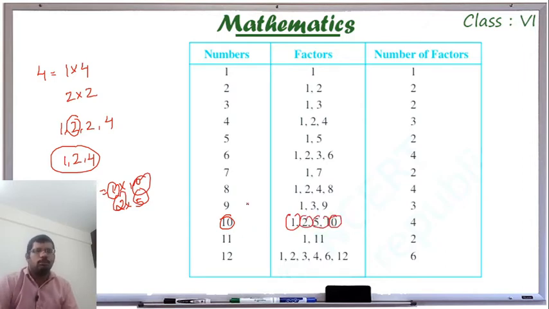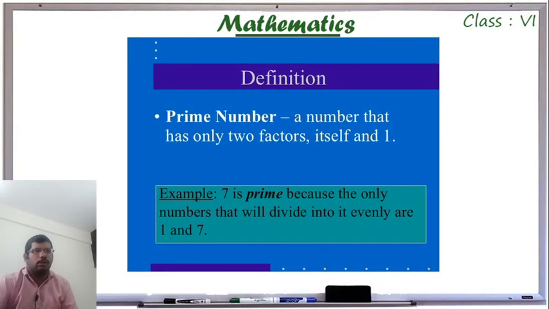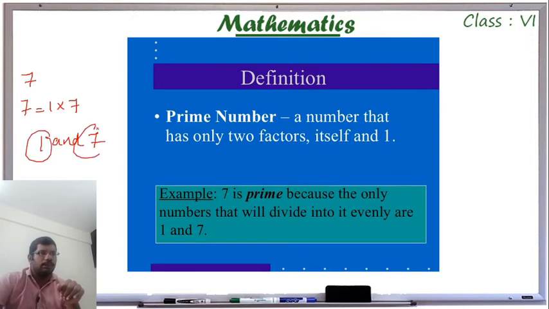So I hope you are well aware of factors. Now we are going to study prime numbers. A prime number is a number that has only two factors. If a number has two factors, then we call it a prime number. For example, 7. I can write 7 as 1 into 7, no other way. So the factors of 7 are 1 and 7. Only two factors are here. So if there are only two factors, we call it a prime number.